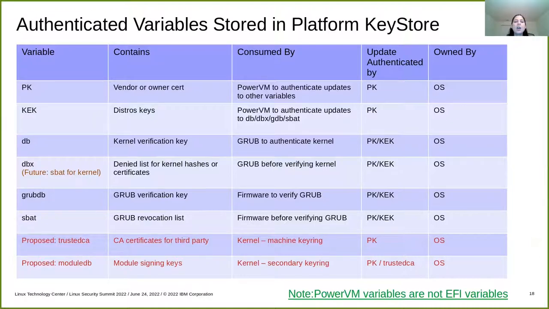And we are also proposing two more variables, which are trusted CA and module DB. These are mainly used by the kernel for third-party module verification keys. The trusted CA stores the CA certificates, which are used for signing the code signing keys for the modules. And the module DB will store the code signing keys, which are used for signing the third-party modules. The CA keys are loaded in the machine keyring, and then the code signing keys are loaded in the secondary keyring, and this is as per the current work going on in the kernel mailing list.